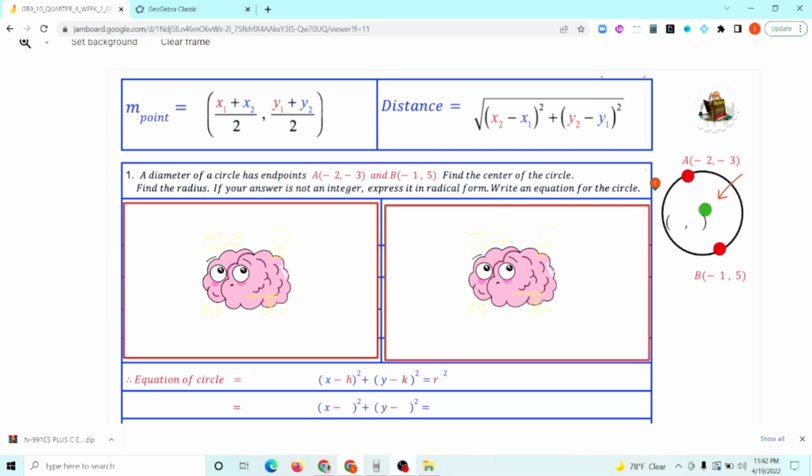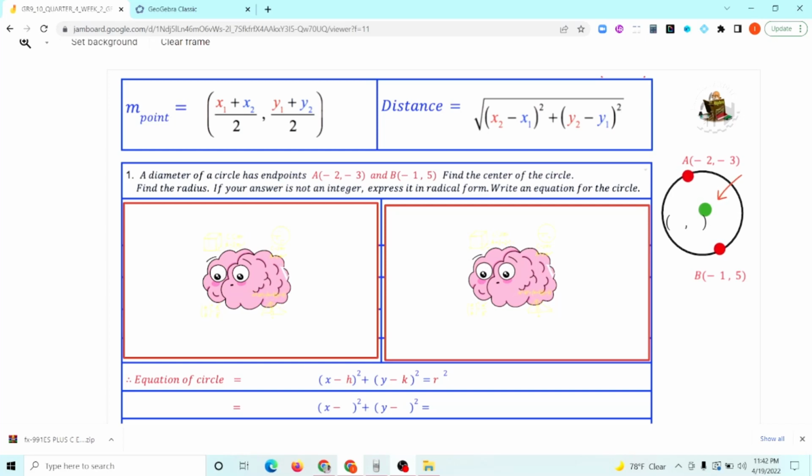Well, that's a lot to swallow, but let me show you a quick way to do this. Right, so let's start off with the first part. A diameter of a circle has endpoints A and B. So what you're going to do is just draw a little circle like what you see here. It doesn't have to be perfect, but as long as you can picture it. Now, endpoints just basically means at the end. In other words, on the circumference.